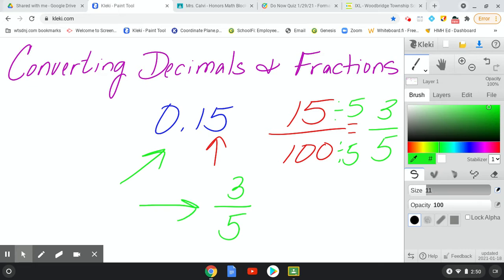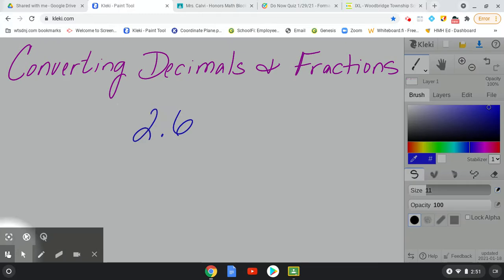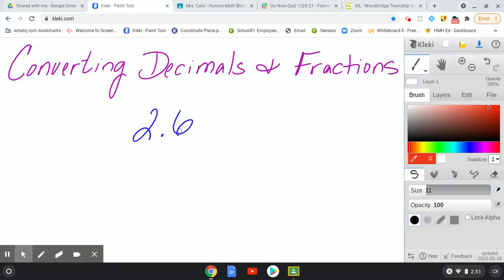Okay, now let's say I had a different decimal. So let's say I had 2.6. I'm going to say this decimal using place value, and that is 2 and 6/10. So I'm going to write exactly what I heard, 2 and 6/10. So this creates a mixed number.